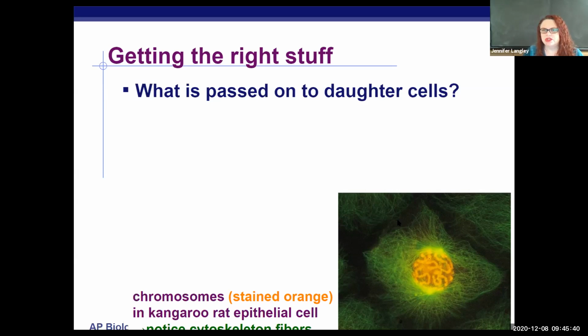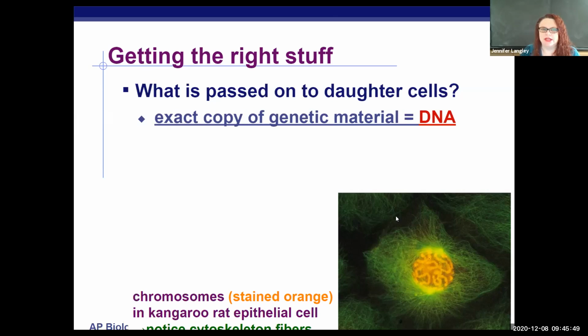Now we have our original cell, and when it divides into two, we call those each daughter cells. Okay. So what is passed to these daughter cells? An exact copy of the genetic material, or DNA. We want every cell to have the exact same DNA as the original cell. That way it has all the instructions, can do all the jobs it needs to do.